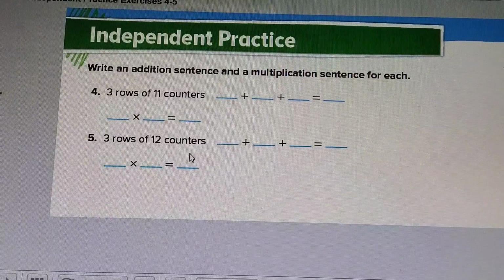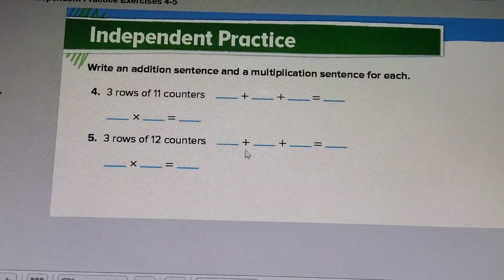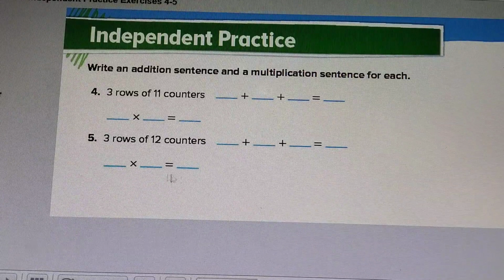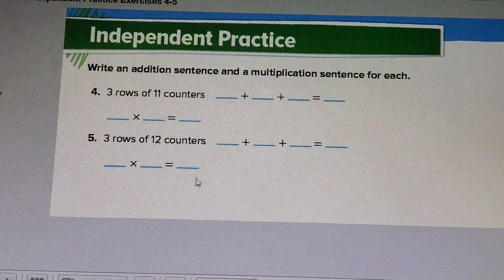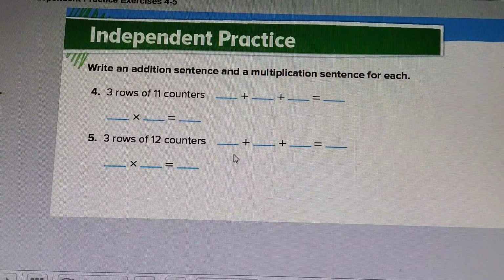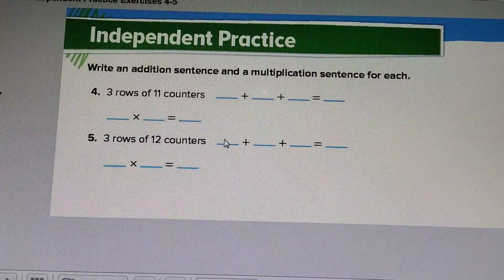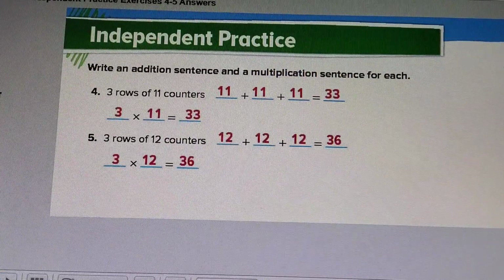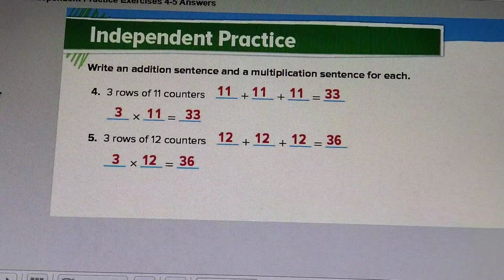3 rows of 12 counters, we'll have 12 plus 12 plus 12 equals unknown. 3 times 12 equals unknown. We'll count the 10s first, 10, 20, 30. Then the ones, 32, 34, 36. So 3 times 12 equals 36.